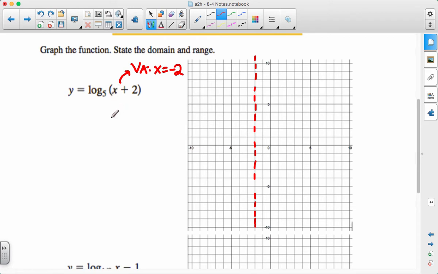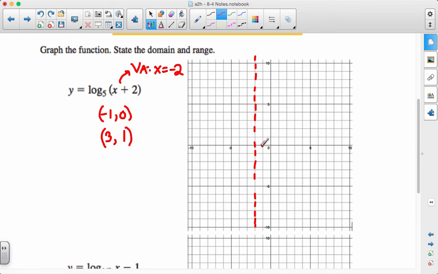Okay, so now let's pick 2 handy-dandy points. I want this to be a 1, so I will plug in negative 1 for x, therefore negative 1 plus 2 is 1, and the whole log becomes the value of 0. Now I want the argument to be the same as the base 5. So I'll plug in a 3. 3 plus 2 is 5. Log base 5 of 5 is a 1. And I have my 2 points.